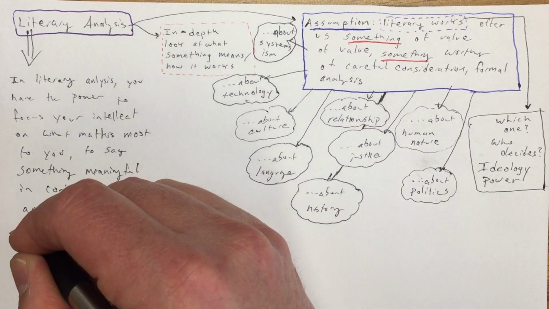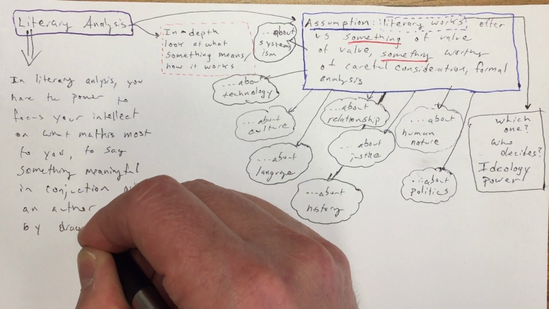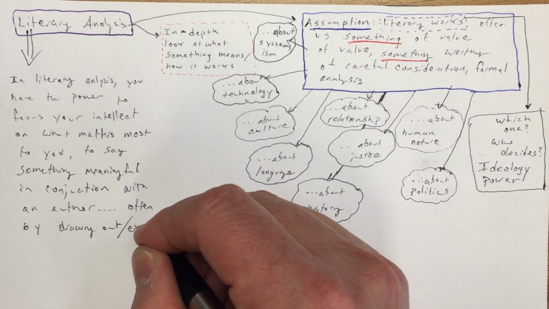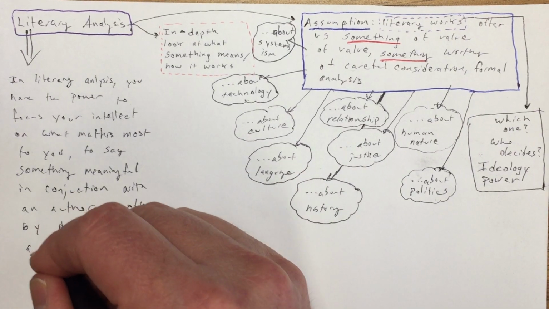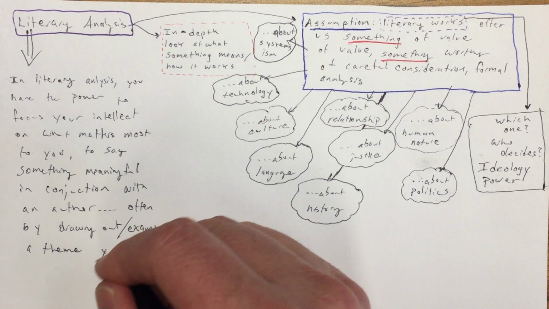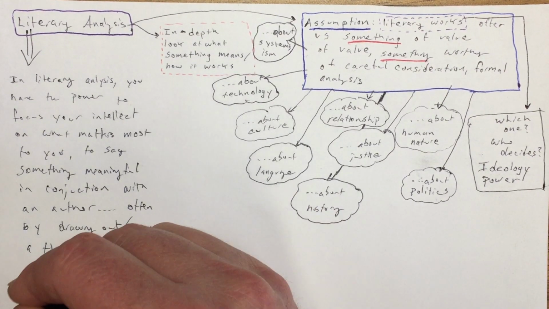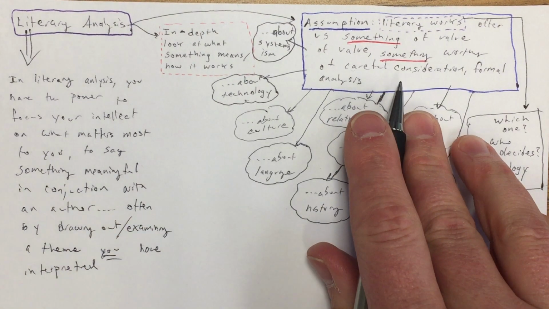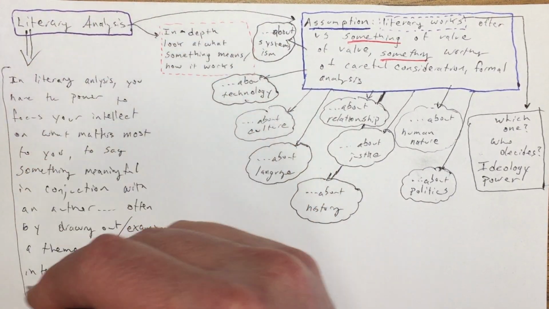often by drawing out / examining a theme. Theme is what it's all about, that you have interpreted in the work. So this is going to get a box, but it's a different kind of box.